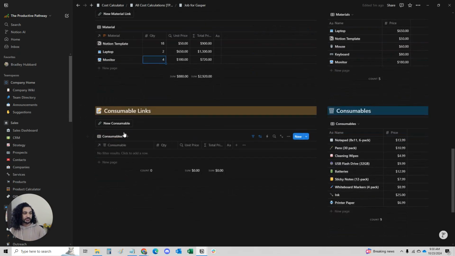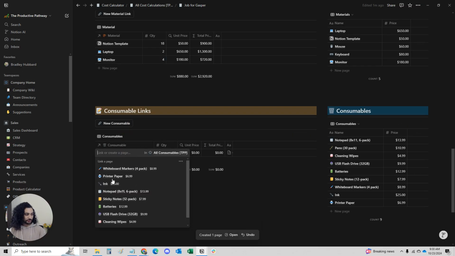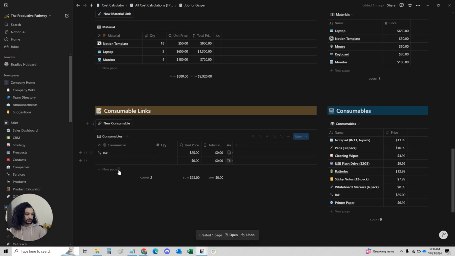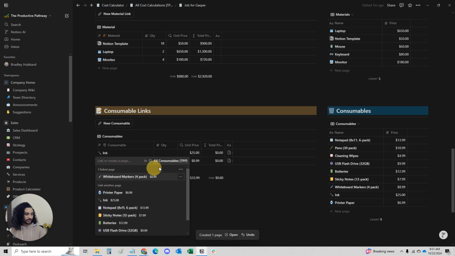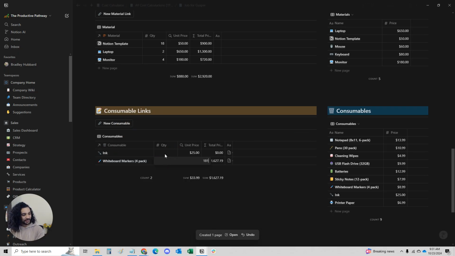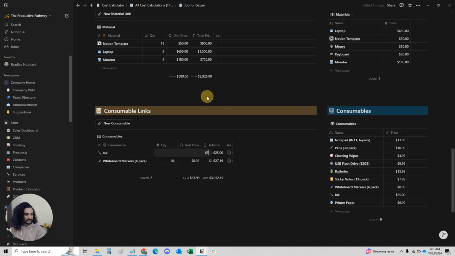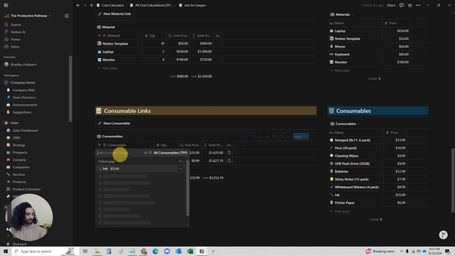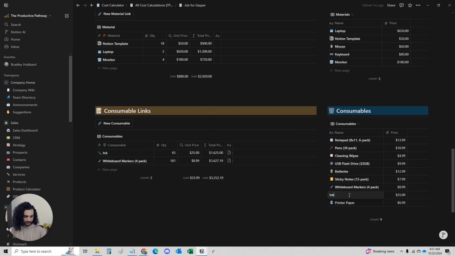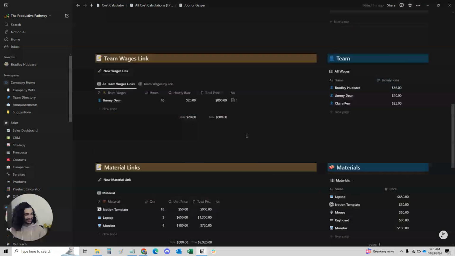The difference down here are consumables, where if you had something like batteries, they get used up throughout the job. So we'll do ink, we'll do whiteboard, and we'll say that there are 181 whiteboards for whatever reason. They have a lot of writing that they do, and we'll say that these ones are 65 because they're good ink pens. I'm going to update this to pen. So you see the total price. Wow, that was very accurate. And you can see the total price down here.